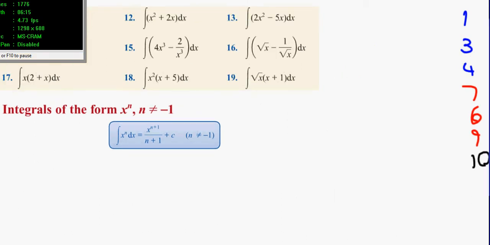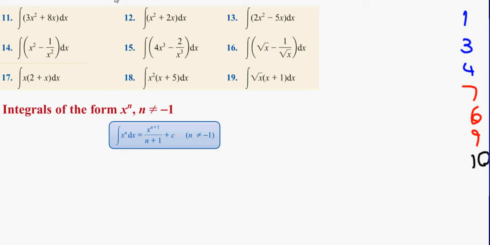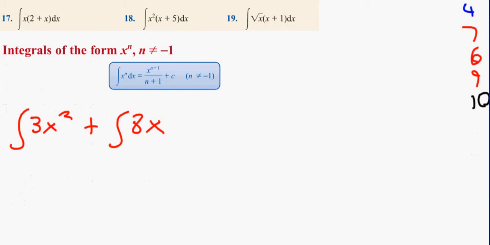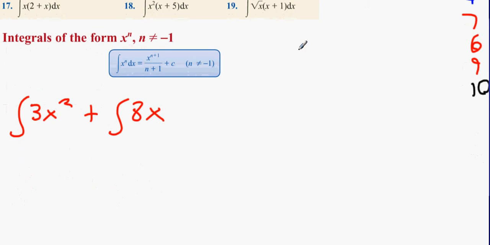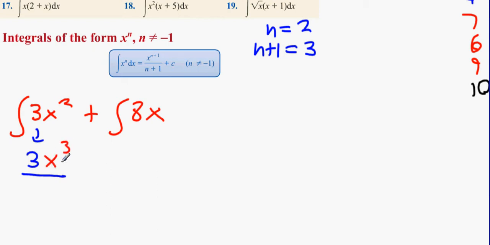Okay, so we can see in the next section that there are 2 different integrals. The integral of 3x squared, and the integral of 8x. Now to do these questions, you can treat the integrals as 2 separate questions. So for the first one, once again, n equals 2, n plus 1 equals 3, so bring the 3 straight down, now integrate the x squared part, it's going to be x to the power 3 over 3. The 3 cancels and we get x cubed.